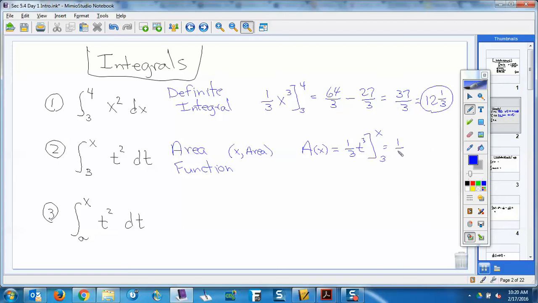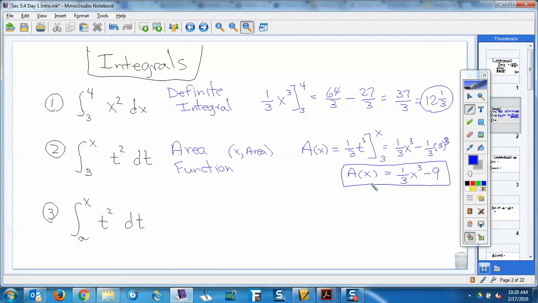That's going to be 1/3. We plug an x in. That's 1/3 x cubed minus 1/3 times 3 cubed. And what's 1/3 times 3 cubed? 9. So wouldn't this be 1/3 x cubed minus 9? Isn't that what that would be?